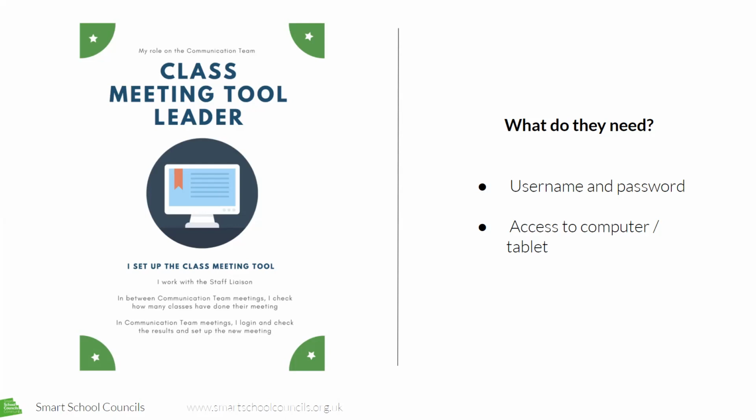It is a role that can be done independently. Certainly the checking up on which classes have and have not done their class meetings is something that they can do in 5 minutes in the class or in lesson time, whatever. And if they can't get access to the ITT suite anymore, then this can be done fairly effectively on a tablet too. I'll talk a bit more as we go into the third step about how these things come together in an actual meeting, but that's the class meeting tool leader.